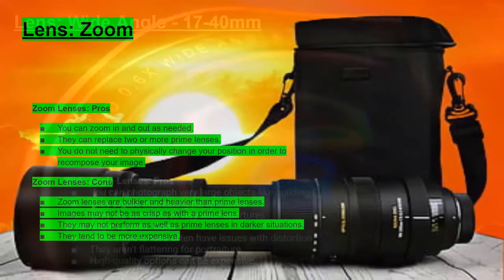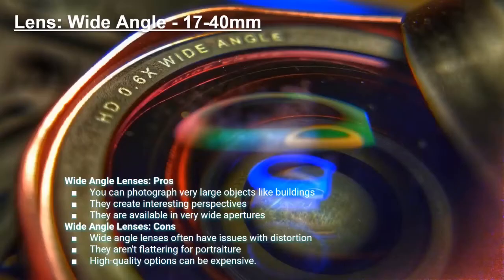Next. Along come the wide angle lenses, and these range between 17 and 40 millimeters. That's the range that falls into the category called a wide angle lens. So the pros of that are that you can photograph very large objects like buildings. They create interesting perspectives, and they are available in very wide apertures.